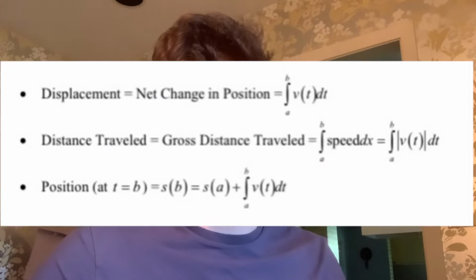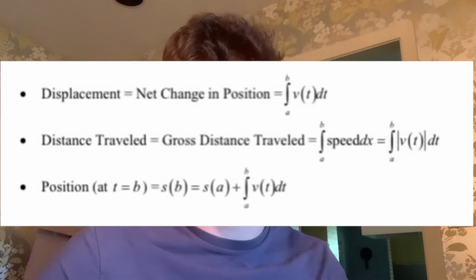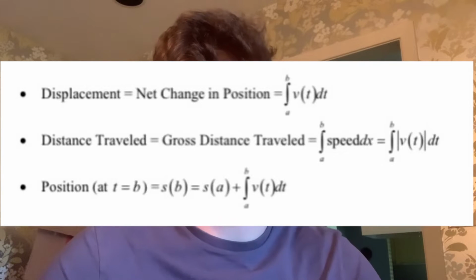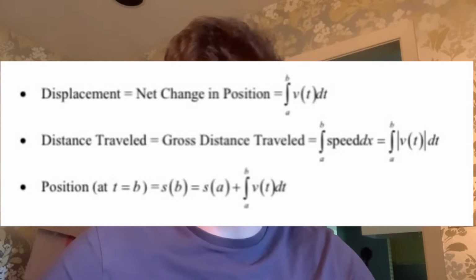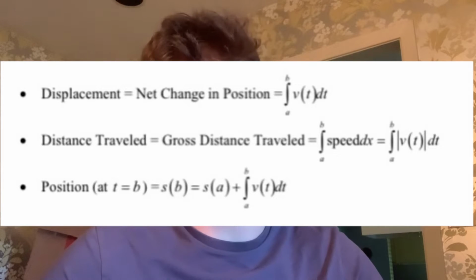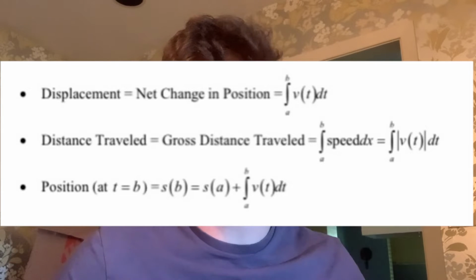Well, we can graph the car's velocity against time, and our answer manifests itself with respect to the graph. It's perfect. Now we can see the velocity of the car and where it really goes. We can further talk about this and look at displacement, distance traveled, and the position. Displacement is the net change, the integral of the velocity. Now, the distance traveled is the gross distance traveled, which is the integral of the speed, the absolute value of the velocity.